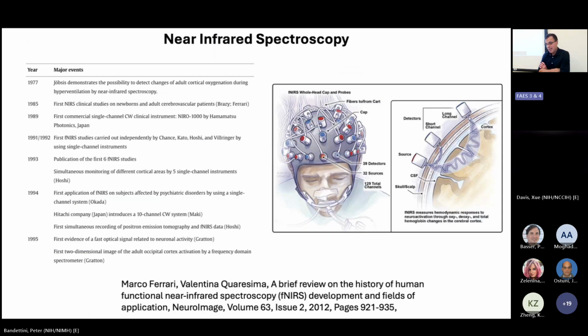Right. Another technique that came along about the same time as fMRI is near-infrared spectroscopy. Even though conceptually it was developed in the late 70s, finally around 1985 there were clinical studies on newborns, and in 1989 the first commercial use of near-infrared. Then in 1991 and 92, the first studies were carried out by Britton Chance, Arno Villringer, and a few other people using single-channel instruments.